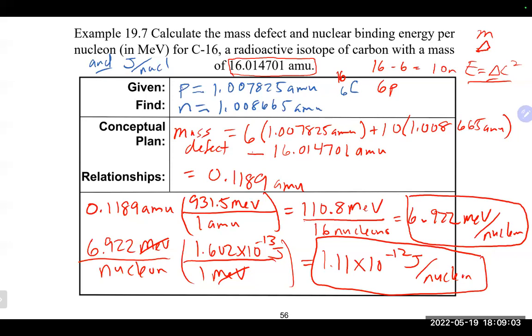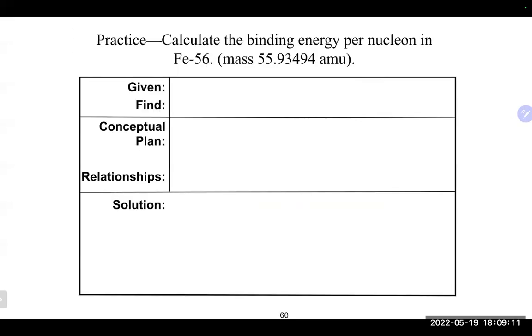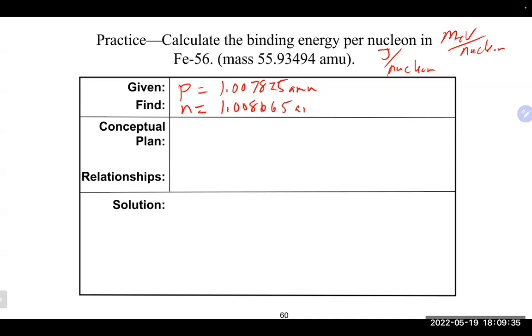Okay, so let's try one more here. So I think you got iron coming up next there. So calculate the binding energy per nucleon. We'll do both again, so we have them to compare in a second. Do mega electron volts per nucleon and also joules per nucleon as well. And once again, proton 1.007825, neutron 1.008665. And our good friend iron is lucky 26, I think, on the periodic table there.